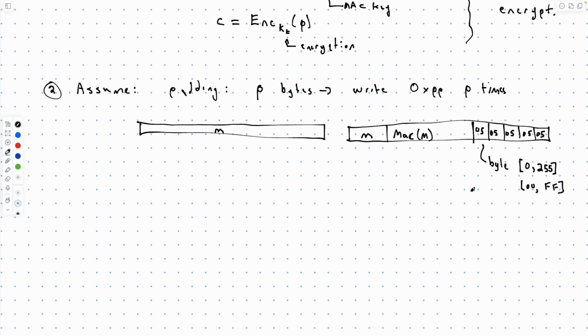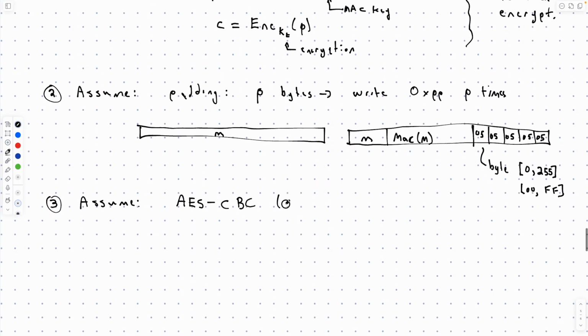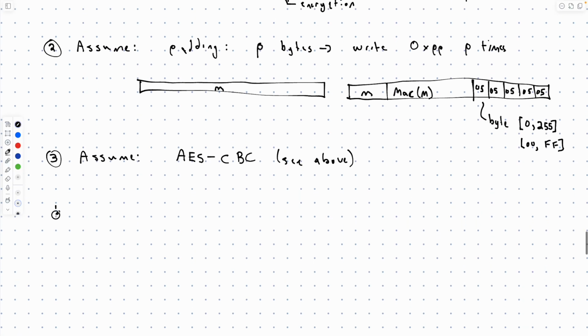Okay with everyone? All right, now I'm going to make another assumption, which I already kind of made before, that we're using AES CBC. I'll put C above. And then the fourth assumption is I'm going to make some assumptions about error handling.